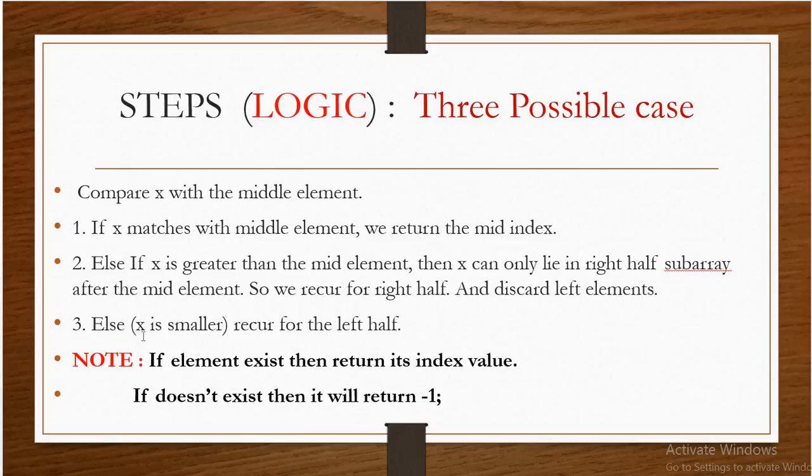And the third condition, if x is smaller, then no need to go to the upper part, we will recur for the left half only. Note, if the element exists, then return its index value. If the user is searching for a number and it's not available in the array, then we will return -1.